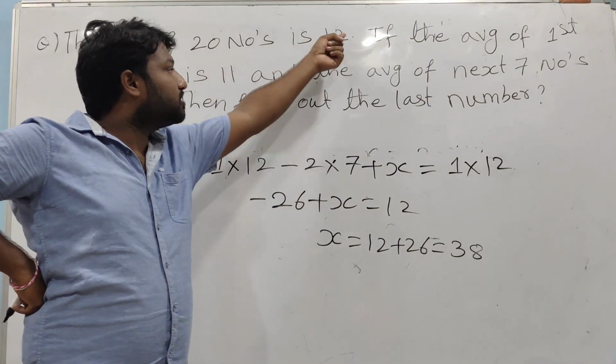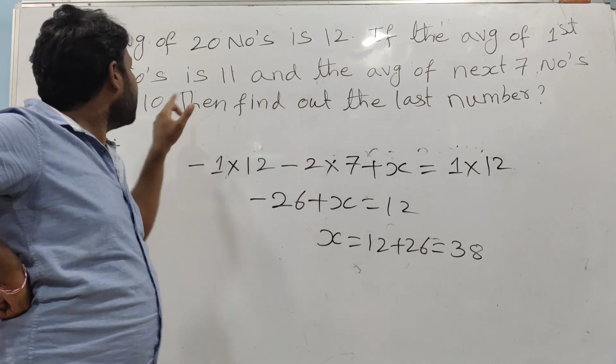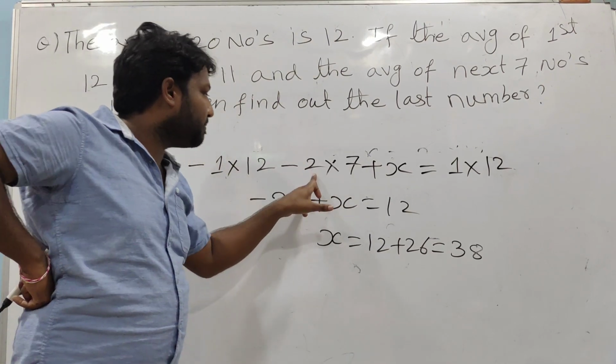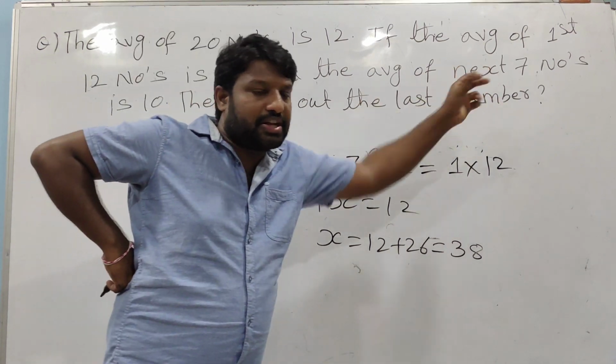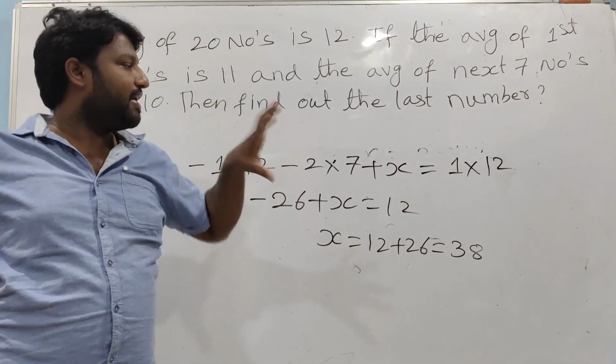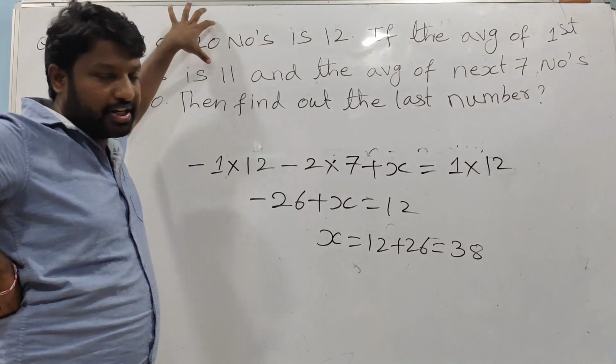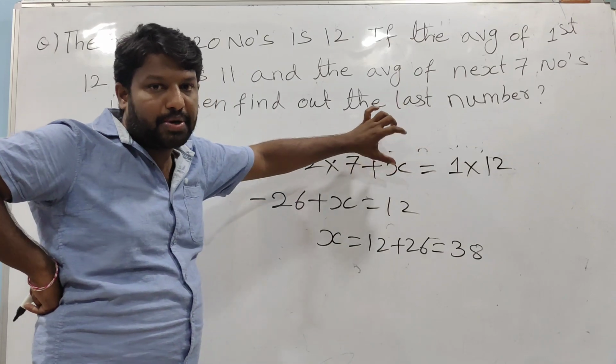Next, the 7 numbers' average is 10, and the total is 12, so this is also less. I am taking minus. This is 12, this is 10, so it is less by 2. I am writing 2, for 7 numbers. 12 numbers completed, 7 numbers, total 19 numbers' average compensated. Remaining is 1 number, because total numbers are 20. I don't know that number, so I am taking x.